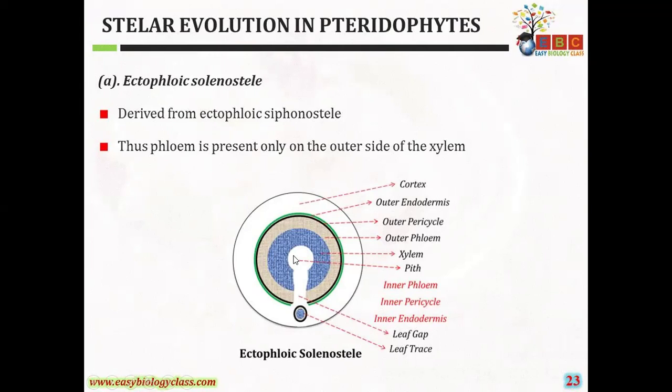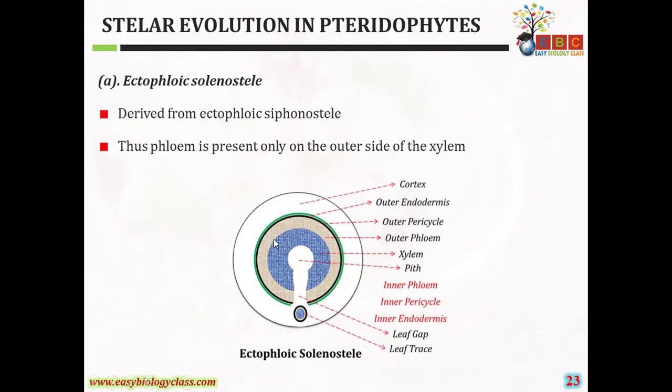Now what is the difference here between siphonostele and solenostele? In the siphonostele, we can't see the presence of any leaf gap or leaf trace. In some examples, we can see the leaf trace, but no leaf gap. But the solenostele condition is such a stele where we can see the formation of a leaf gap. That is the only difference between the siphonostele and the solenostele.